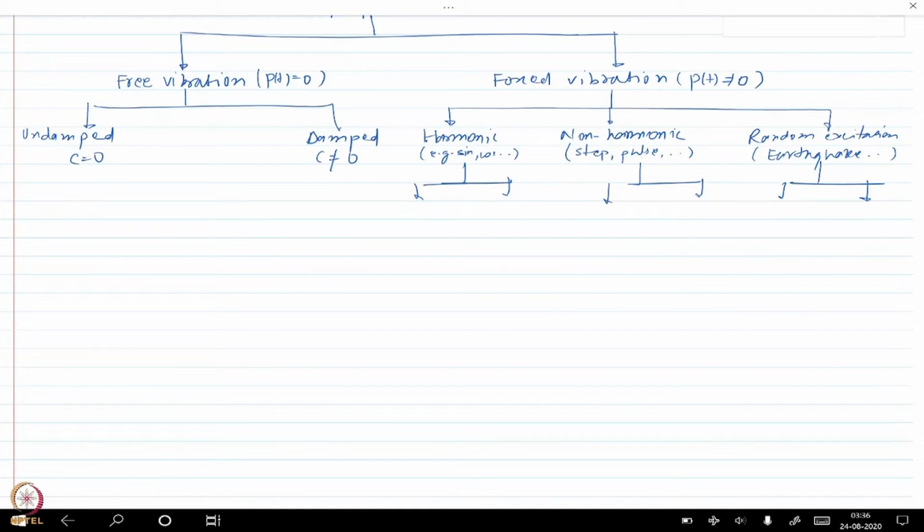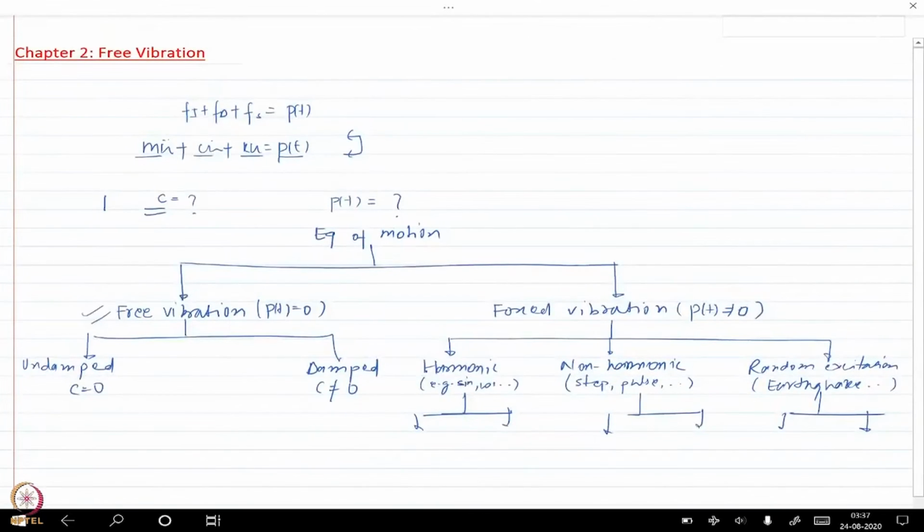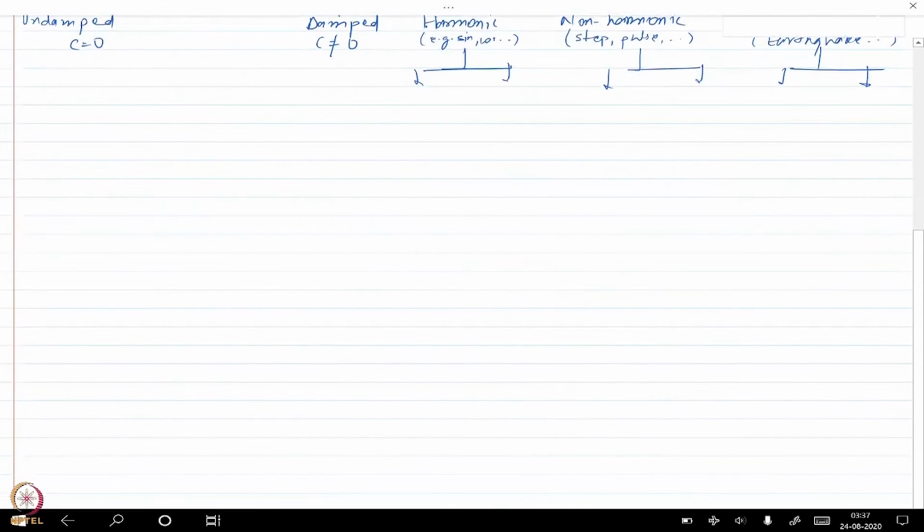Because the excitation cannot be represented as a simple combination of functions that are amenable for mathematical solution. So in that case, we are going to study how to obtain the solution using numerical methods. We are going to study that as well. Now today, we are going to focus on free vibration.